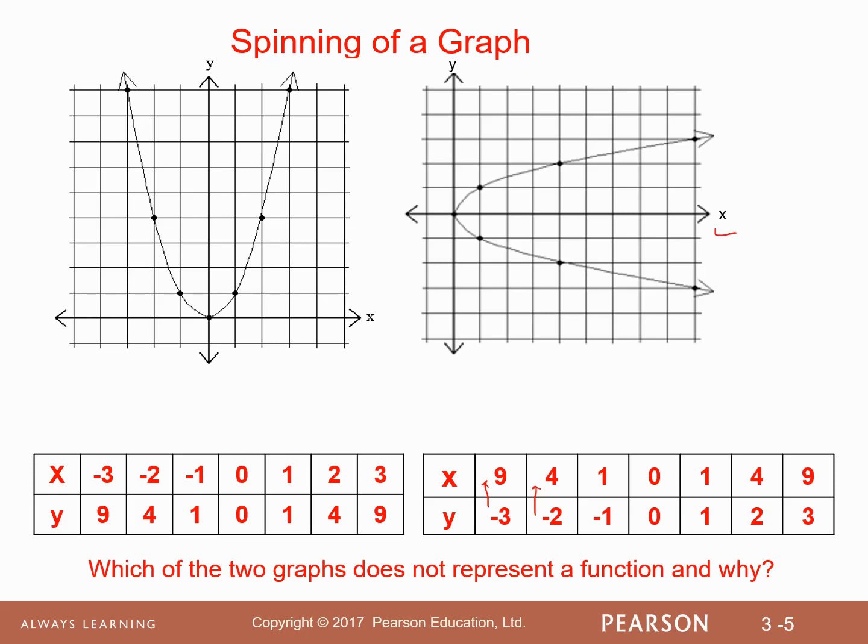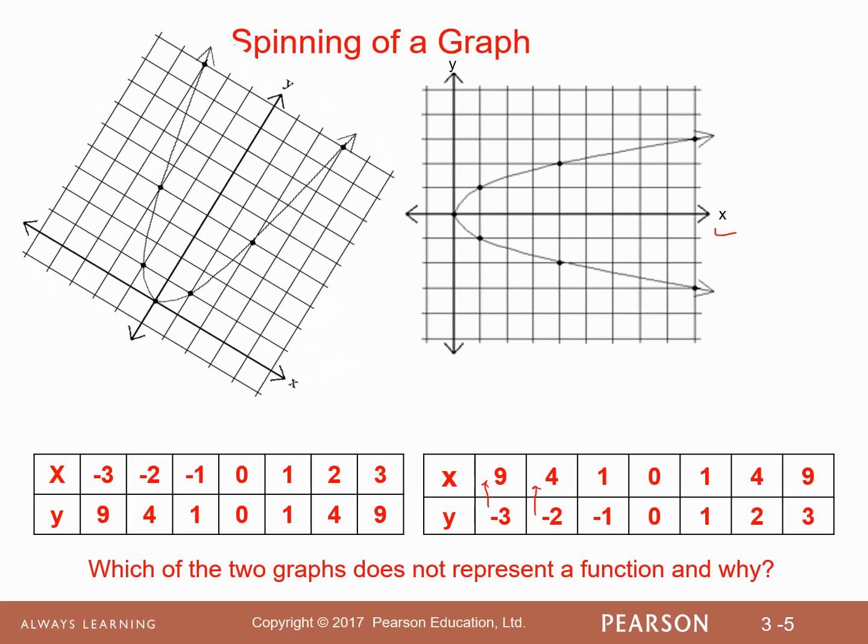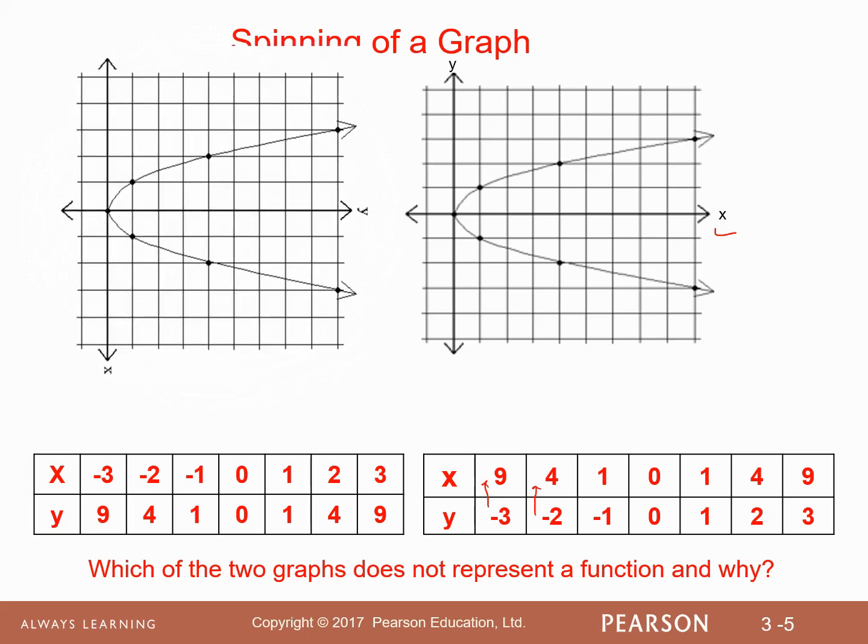Now see this graph rotated. Let me do it again for you. Look at this graph, the graph of y equal to x squared. Look, spin 90 degrees. What happened? Compare the two graphs. Any difference? Yeah, they are identical graphs now, right? If you look at the values, they're identical, except for the label. The label is different, but they're identical.